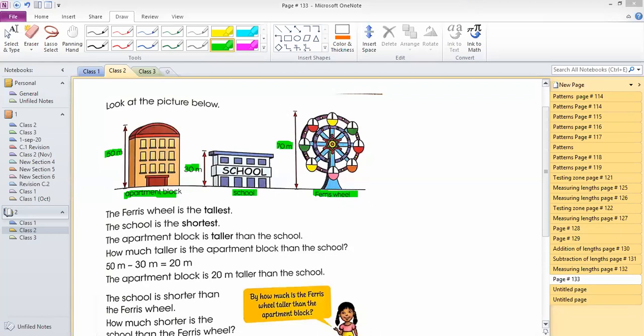Very good. Then the answer is school. That's written here, guys. The Ferris wheel is the tallest, as you can see and you know very well, and the school is the shortest.